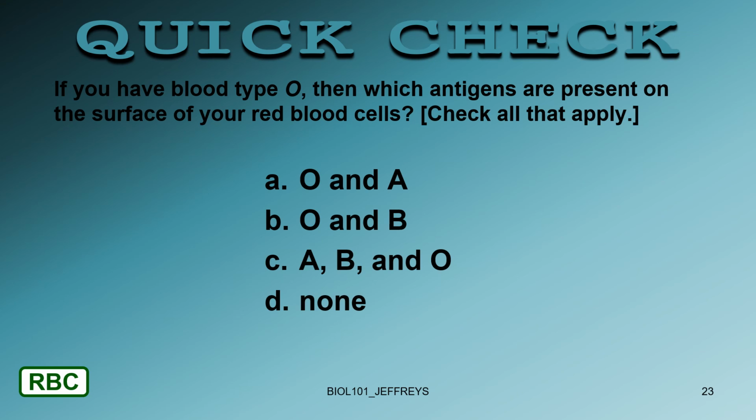Blood type O, remember, is a universal donor, which means that since you can donate to anybody, you do not have any antigens on your red blood cell surfaces at all. Okay?